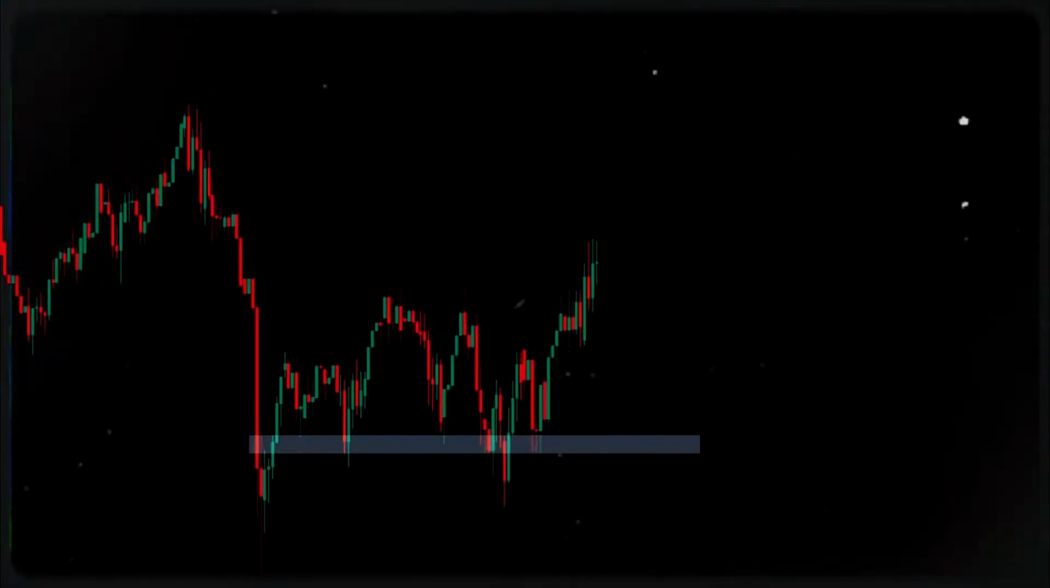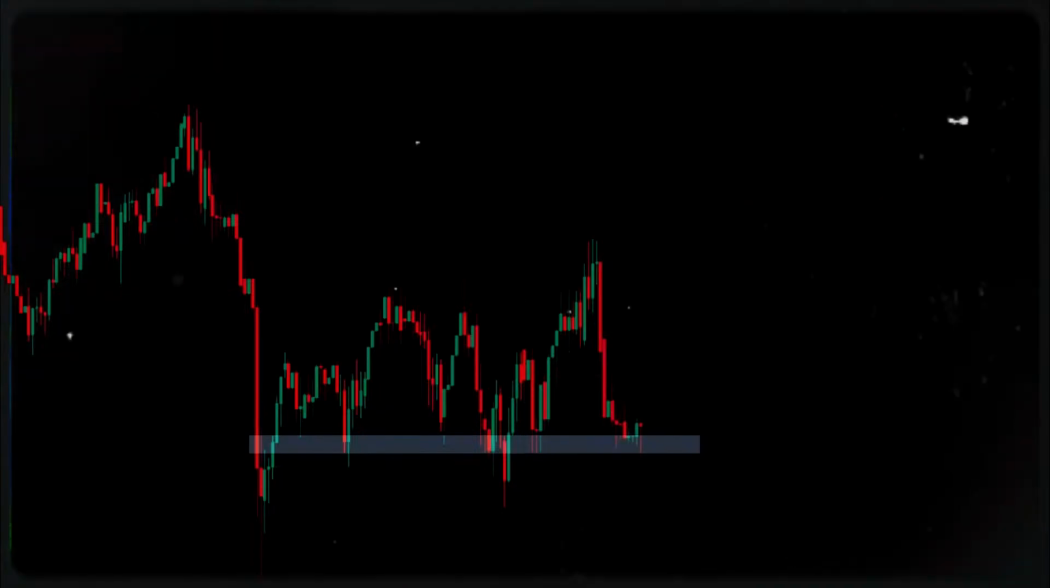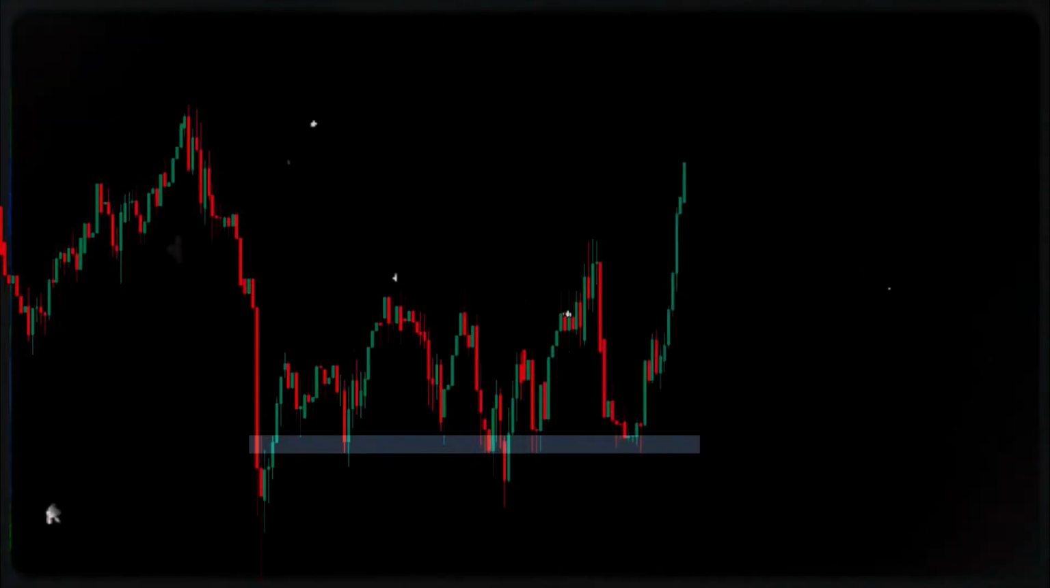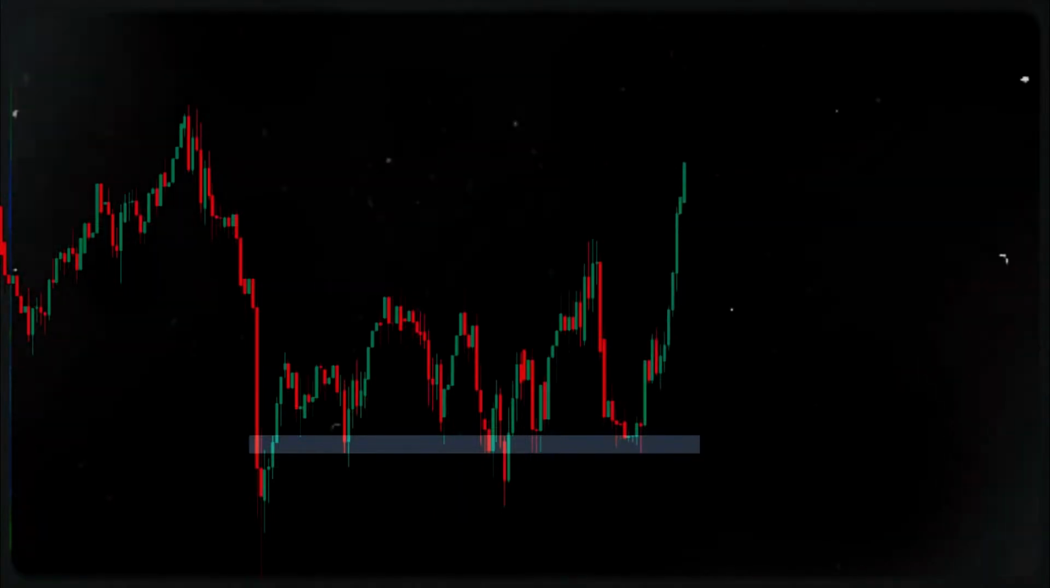The key discipline here is patience. Chasing the impulse candle is the amateur move. The professional waits for the pullback to the zone, gets the 2 confluences, and enters with a sniper's precision.